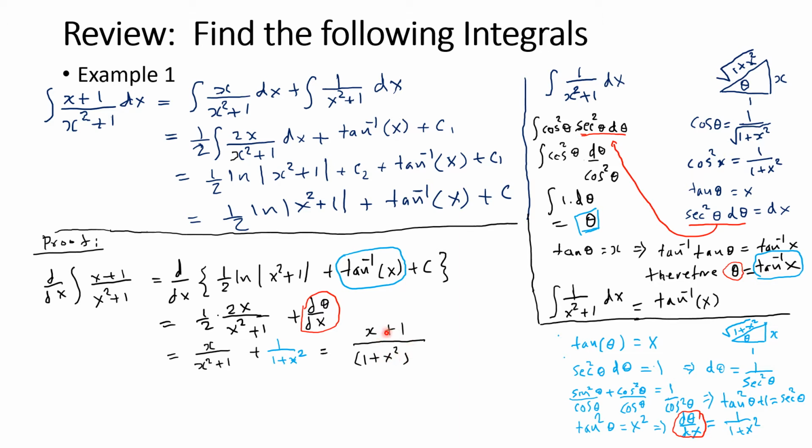And this is what we started with, because the differentiation cancels the integration according to the fundamental theorem of calculus. So we did the integration of this function, and then we did differentiation of this integration, and we got back to the original function. So that proves that what we did is correct. Okay, let's get going then.